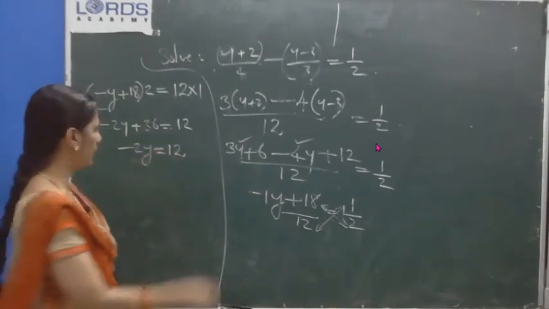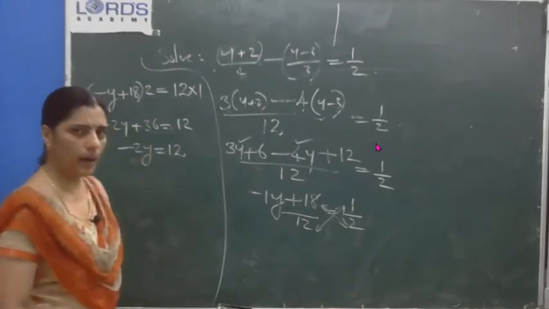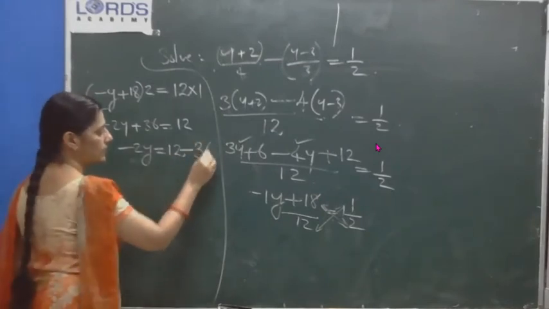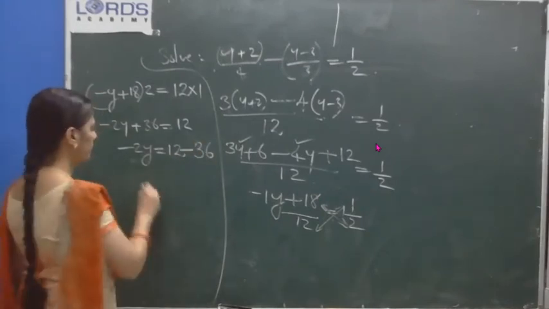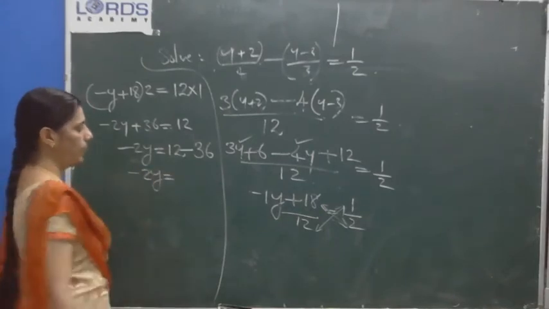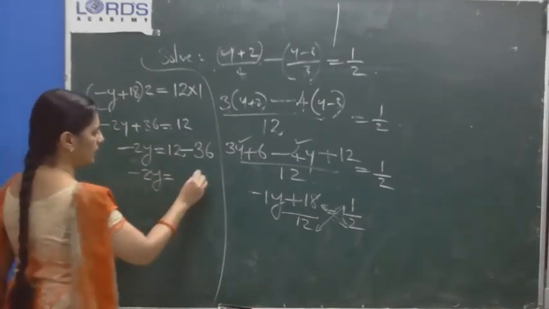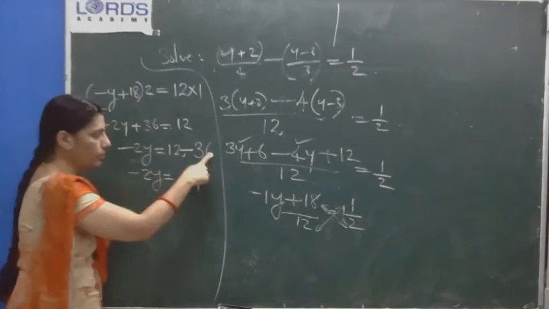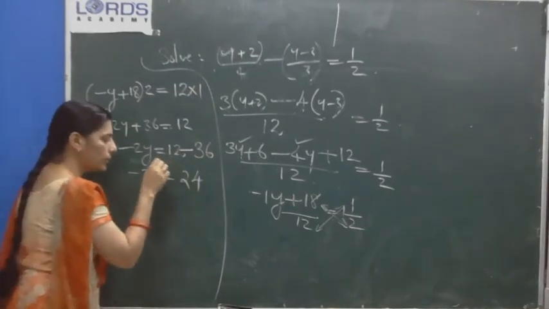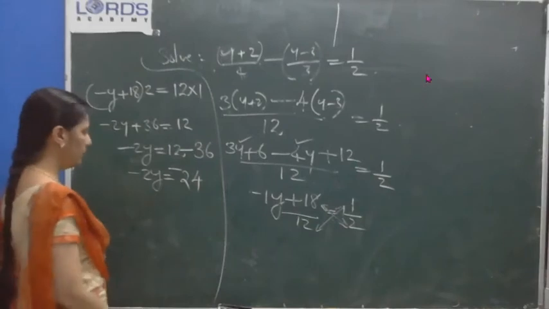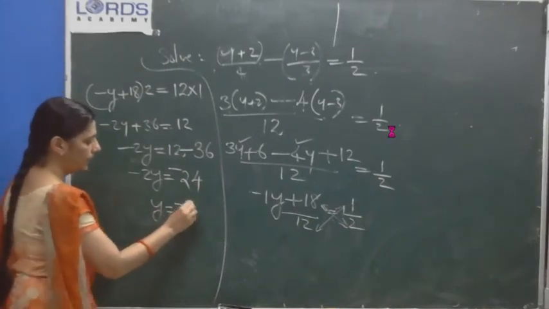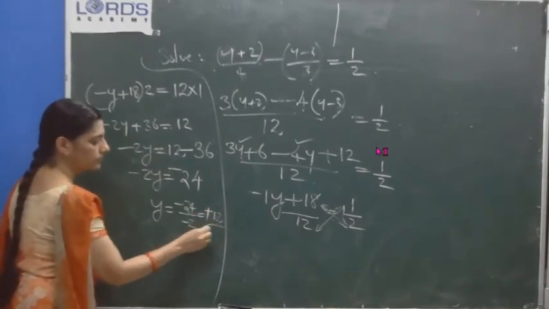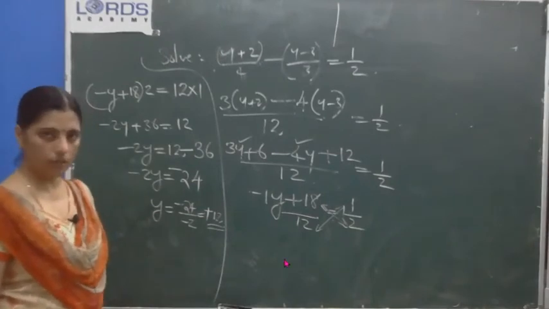36 I am taking to the other side. When it changes the side, what will happen? Plus 36 will become minus 36, correct, minus 36, okay. So negative 2y equal to 12 minus 36, what is that? 24. 12 minus 36, from a small number you are subtracting a large number, so after subtraction you have to keep the negative sign, negative 24. So y equal to negative 24 by negative 2 equal to positive 12. Negative will become positive 12.